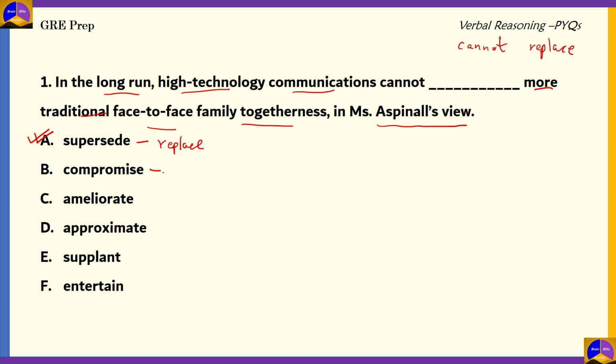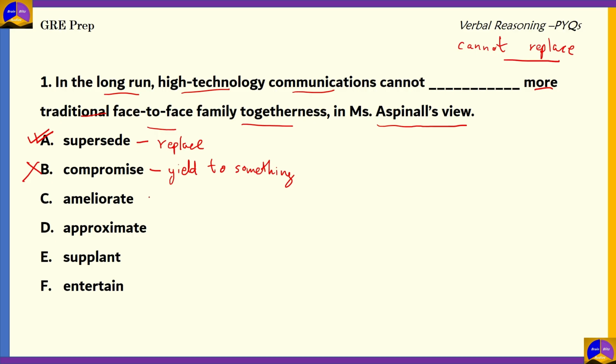The second option is compromise. Now, compromise in basic terms means yield to something. So imagine there is a discussion, and in order to save face or to ensure amicability, you yield to something that the other party has said. That's basically a compromise. So option B is something that cannot be used in the context of replacement.